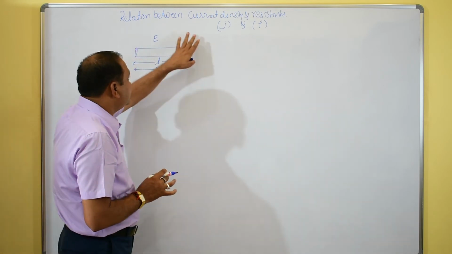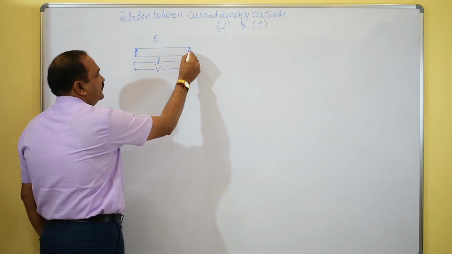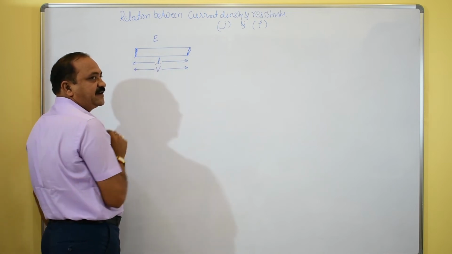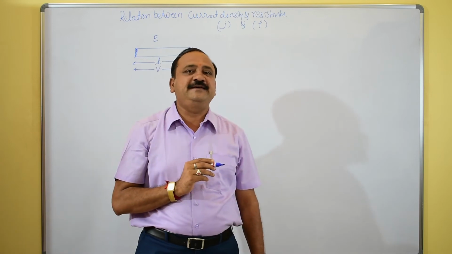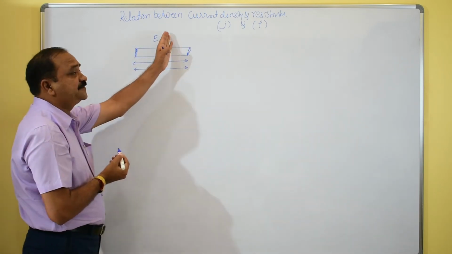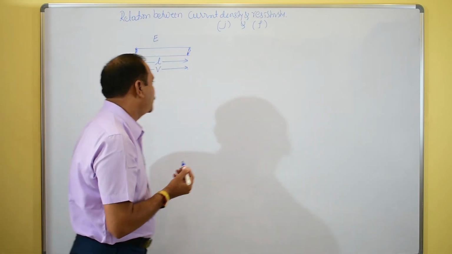In this case, this is the conductor. You may call AB the conductor. Its length is L. V is the potential difference between the two ends of this conductor. E is the uniform electric field in that conductor. What is the relation connecting the electric field, electric potential and length?